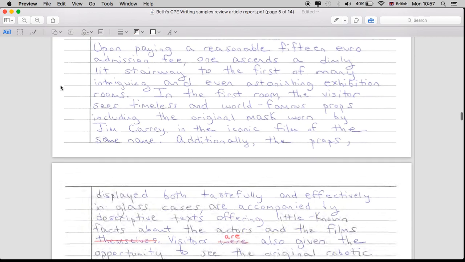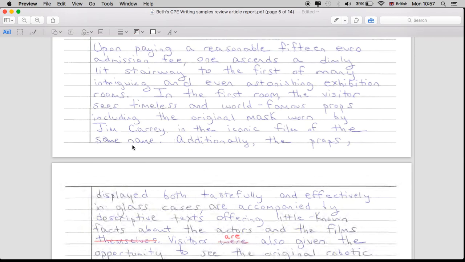What's in it? Upon paying a reasonable €15 admission fee, one ascends a dimly lit stairway to the first of many intriguing and even astonishing exhibition rooms. In the first room, the visitor sees timeless and world-famous props, including the original mask worn by Jim Carrey in the iconic film of the same name. Again, there's that word iconic. It's a good word to use when you're writing about film.